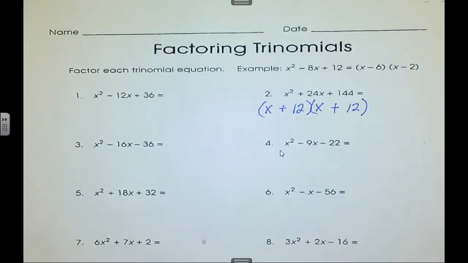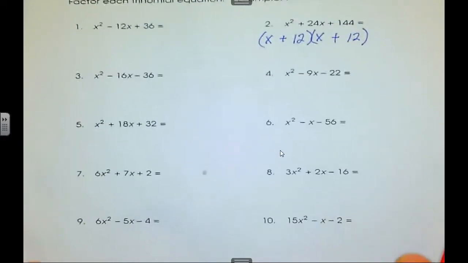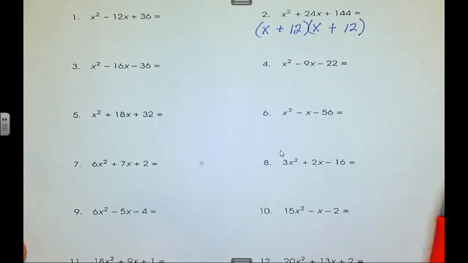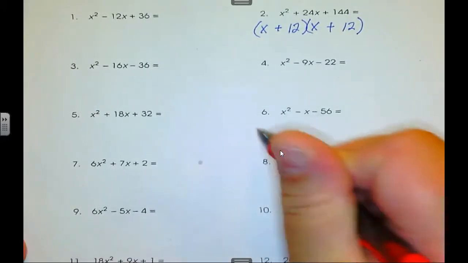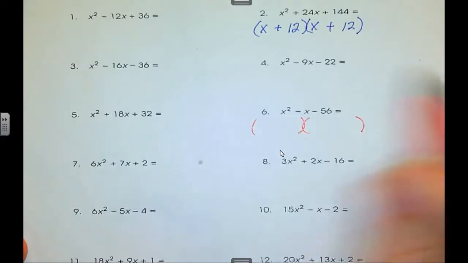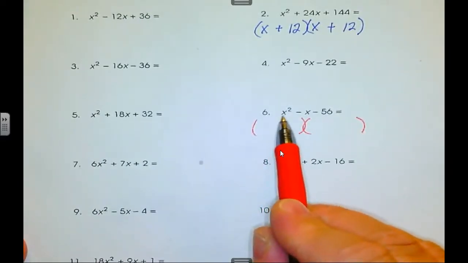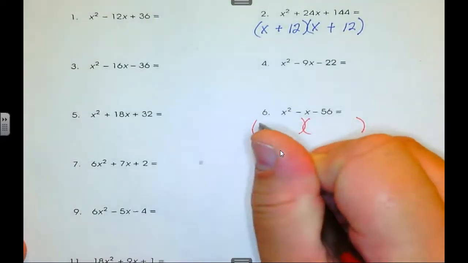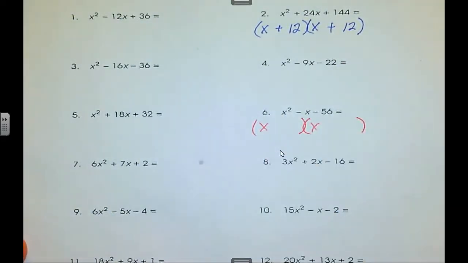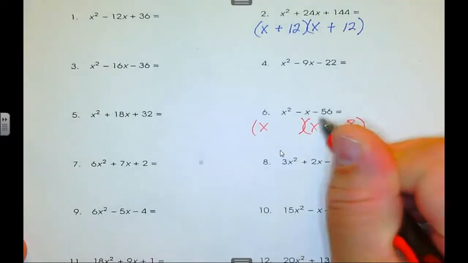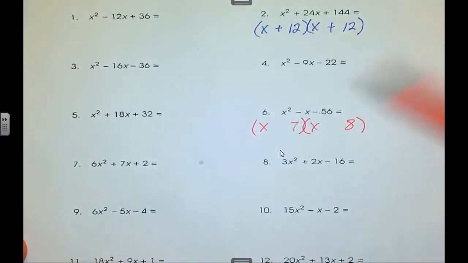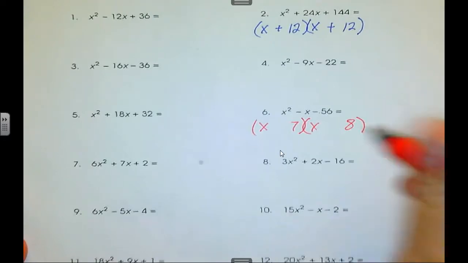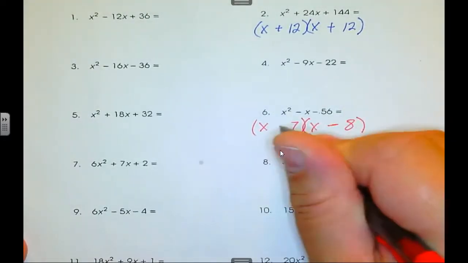How about number 6? I have a coefficient of 1 for my x squared. The only way to get x squared is x times x. 8 and 7. Now that's a negative, so I have to have a positive and a negative. Which one's going to be negative? Which one's going to be positive? Eight would be negative, because I got a negative 1. So I want the bigger number to be negative.